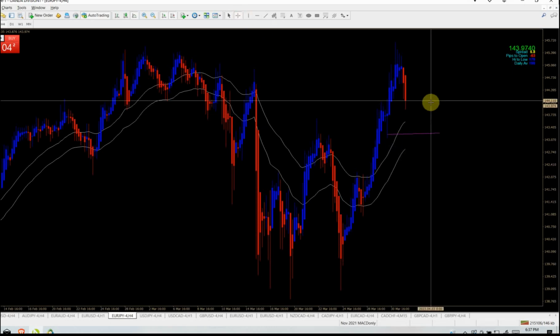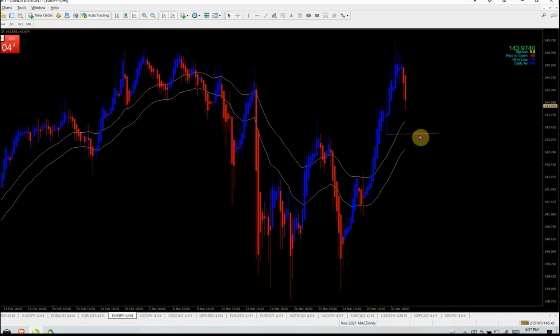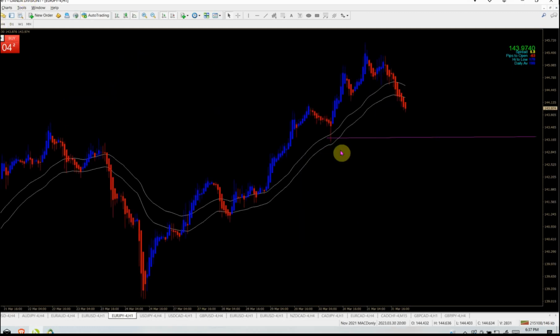And if we measure this out, it's about 90 pips. So, I mean, it's not bad. It doesn't look like a lot, but it's a 4-hour chart. It's 90 pips. So if we go back to the 1-hour, we theoretically could take a short position here, trade this all the way back to this area, and then we could see what happens.